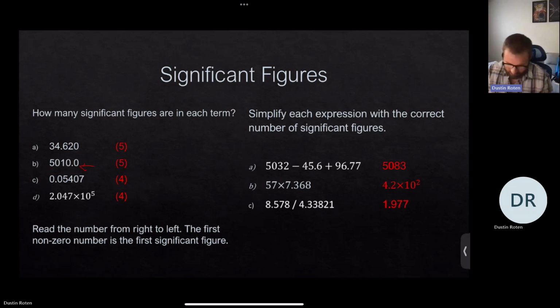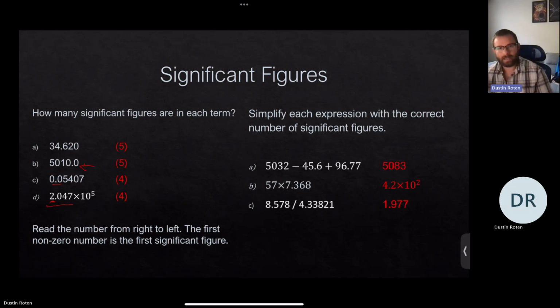On down here, you'll notice that in C, these don't matter. They're leading, so those are not significant. So number C here just has 4 significant figures. Now with scientific notation, the way it's written is you always have a single number out front, but this first chunk that's multiplied by the power of 10 is going to tell you how many sig figs there are. So here you can see there are 4 sig figs.